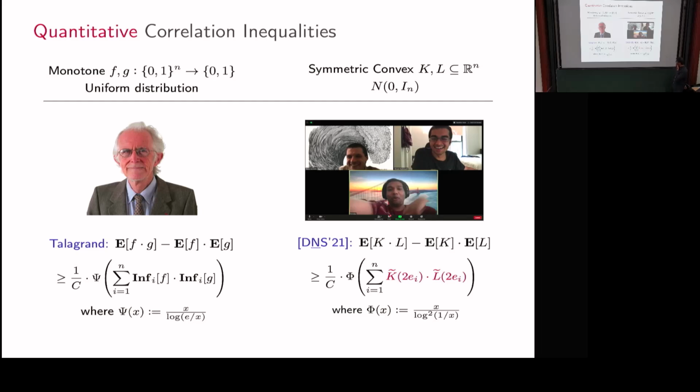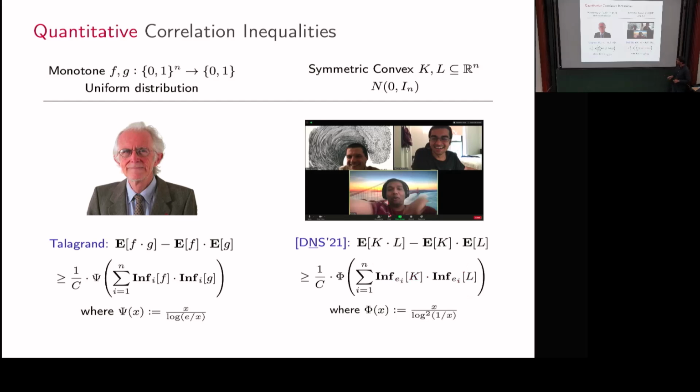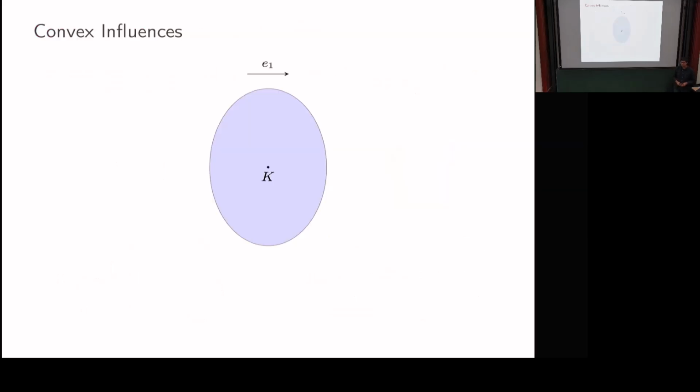These highlighted quantities are the degree 2 Hermite coefficients of these convex sets K and L. That interpretation doesn't matter too much. There will be a much more geometric interpretation, but really what matters is that these K tilde 2 e_i, whatever they are, they really do behave a lot like the Boolean influences. And so we spent a little bit of time trying to think about this notion of influence, and so let me tell you what these so-called convex influences are.